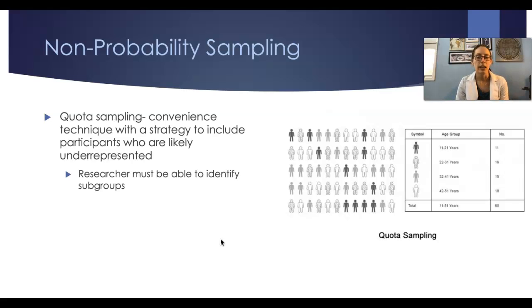We also can do quota sampling, which is basically a convenience technique with a strategy to include participants that are likely to be underrepresented. So researchers have to identify subgroups. For example, if we know of the patients that we see, the majority of them are between ages 50 and 60, and then 70 and 80, and we know we get a very small percentage of people who are ages 18 to 22, we can kind of guarantee that we're probably not going to get a whole lot of 18 to 22-year-olds in our study, if any, simply because we don't see a lot of them. So we can add one or two, maybe not so much at random, so that we know we're getting the right population of our patients.